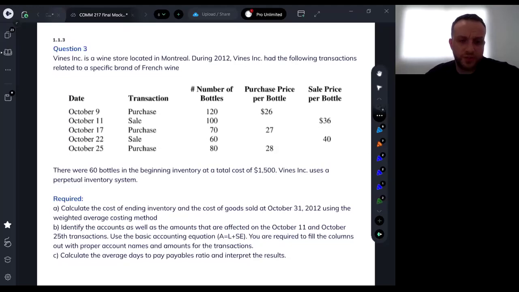There were 60 bottles in the beginning inventory at a total cost of 1,005. Vines uses perpetual inventory system. Calculate the cost of ending inventory and the cost of goods sold on October 31st, 2012, using the weighted average costing method.